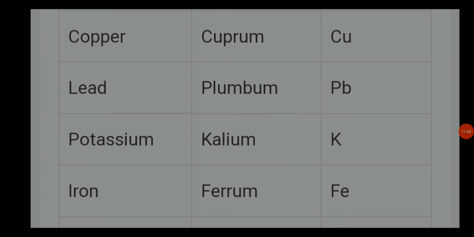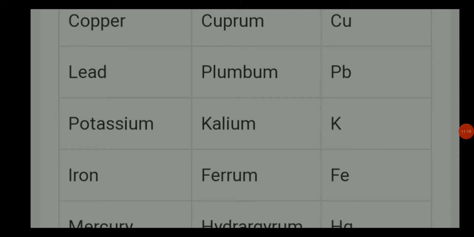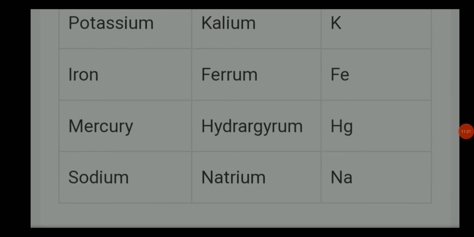Next is lead. Its Latin name is plumbum. Its symbol is Pb. Next element is potassium. Its Latin name is kalium. Its symbol is K. Iron, ferrum, Fe. Mercury, hydrargyrum, Hg. Sodium, its Latin name is natrium. Symbol is Na.